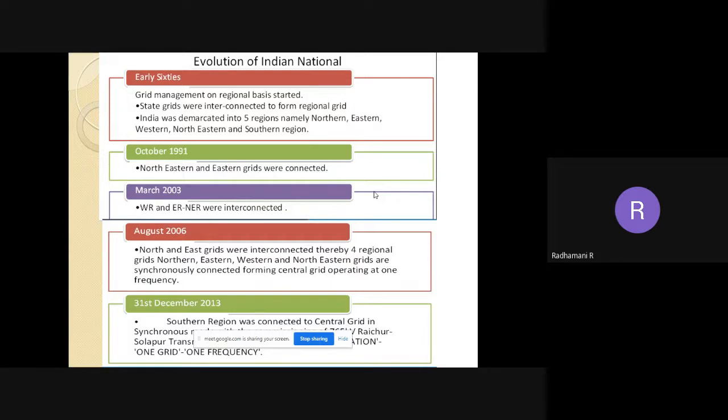After that, in March 2003, the western and eastern, northeastern grids were interconnected. Then in August 2006, the east grid and the north grid were interconnected. So totally four regional grids were synchronized together and connected to the central grid operating at one frequency. Finally, on 31st December 2013, the remaining region, the southern region, was connected to the central grid. After that, we achieved the one nation, one grid, one frequency system.